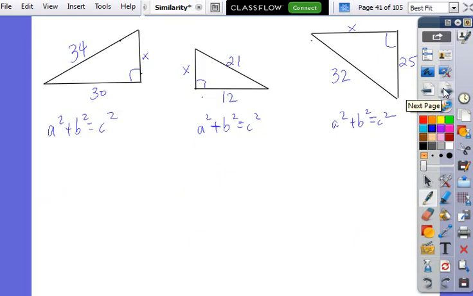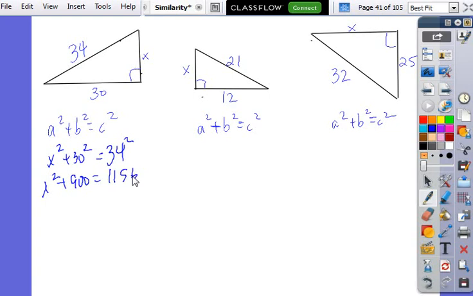On this one, which one is my C? 34. So I'm going to put the 34 here. The others, again, it doesn't matter. So I would say x squared plus 900. Y'all tell me what 34 squared is. 1,156. Squared, not square root.